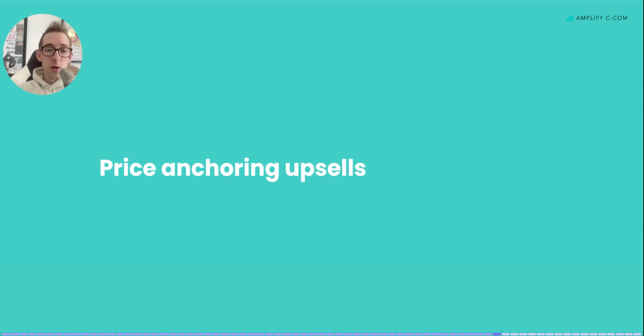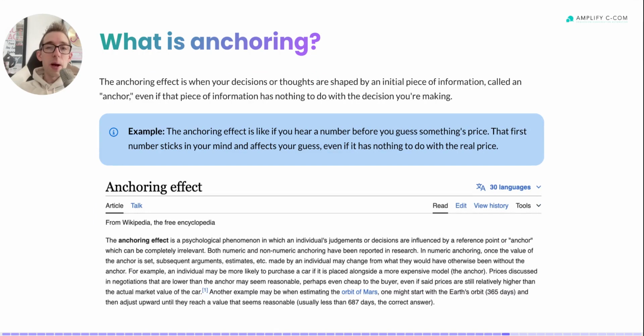Price anchoring upsells. Remember, we talked about having 2 prices on the page before. This allows us to anchor the price in a better way, and I'm going to show you what I mean by that. The anchoring effect is when decisions or thoughts are shaped by an initial piece of information called an anchor, even if that piece of information has nothing to do with the decision you're making. It's kind of like if you hear a number before you guess something's price, the first number sticks in the mind after that guess, even if it has nothing to do with the real price, right? It's a really interesting phenomenon.